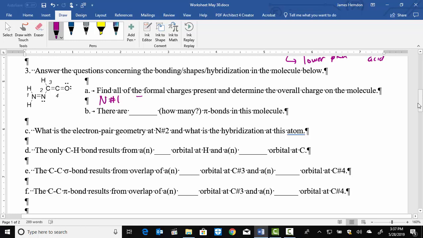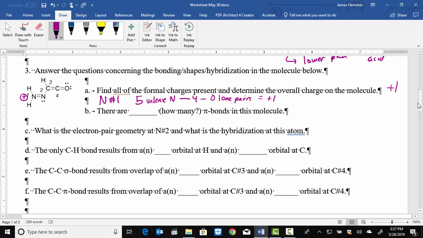We're going to take 5 for the valence nitrogen. We're going to subtract 4 for the number of bonds, minus 0 lone pairs. It's plus 1. So we're going to put a plus right there, and that's the only charge on the molecule. So the charge on this molecule is plus 1.